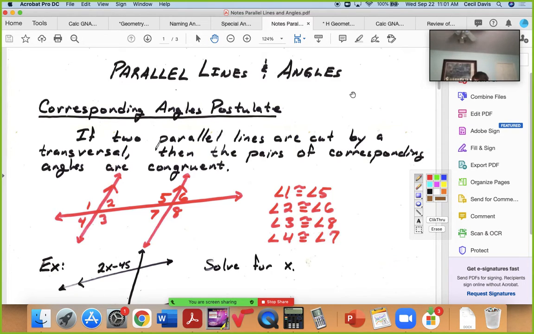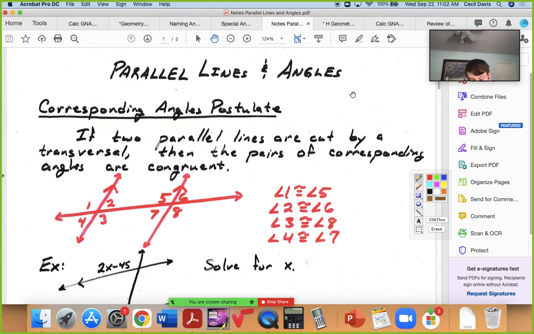So let's talk about this. We're going to write all those things down that we just did in the investigation into your notes. Actually, I've already written most of it out. So here, this first thing is called the corresponding angles postulate. Why is it a postulate? Because it's something that we can show is true, but it's really hard to prove that it's true. Okay? We can verify it by looking at some examples, but it's really hard to prove that it's true.